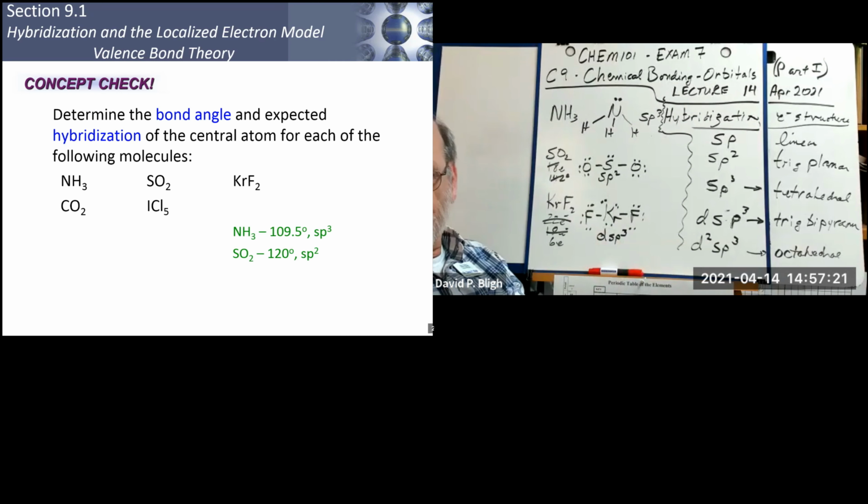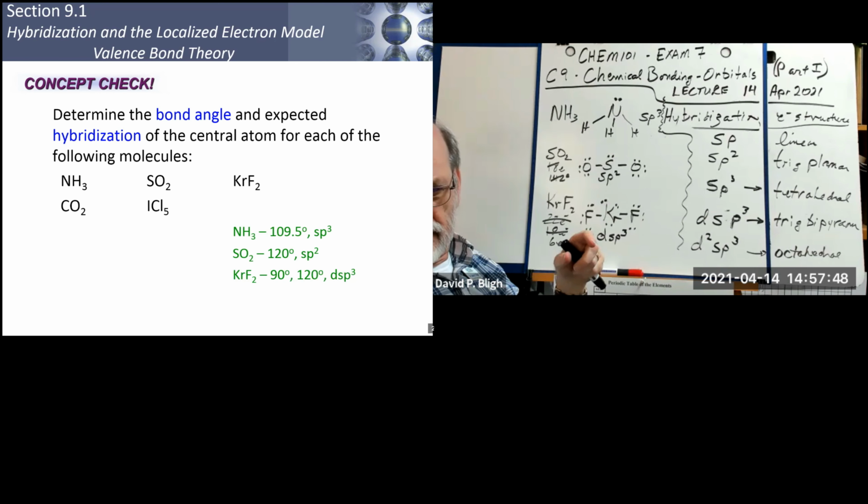Okay, now how about the bond angles? Well, we only have fluorine and fluorine. Where are they going to go? Well, usually when you have 3 lone pairs in a trigonal bipyramid, the 3 lone pairs go in the triangle in the middle, and the fluorines go out. So it's going to be a linear molecule with a 180 degree angle.